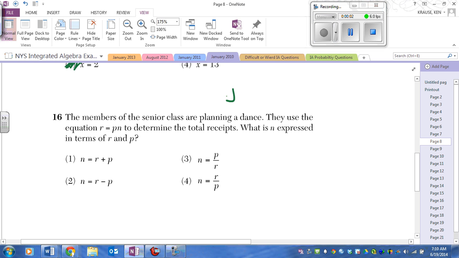Alright, we're continuing. This is January 2010. This is going to be part 2. 16, I don't want to do that. 30. Alright, here we go.